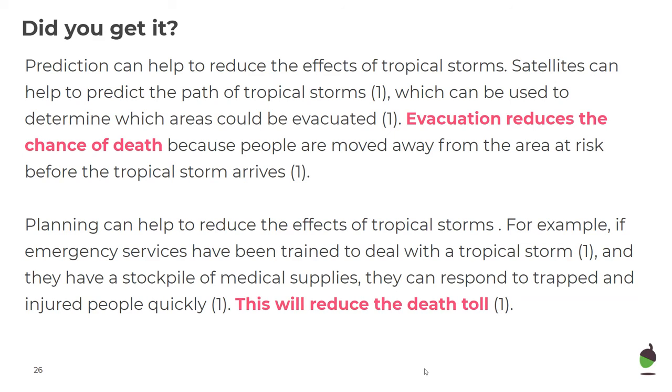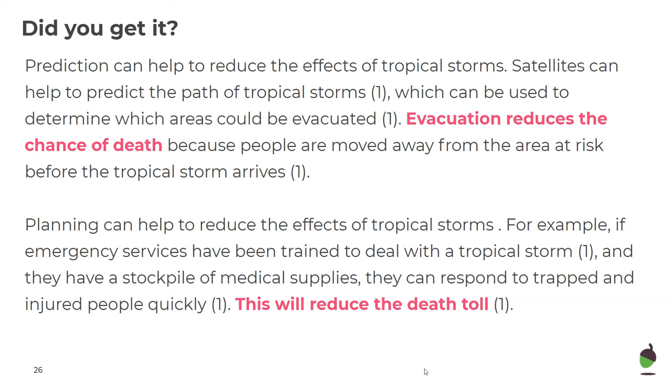So prediction can help to reduce the effects of tropical storms. Satellites can help to predict the path of tropical storms, 1 mark, which can be used to determine which areas could be evacuated, 1 mark. Evacuation reduces the chance of death because people are moved away from the area at risk before the tropical storm arrives, 1 mark. So I've clearly described the strategy and then I've been really clear in how it is that evacuation actually reduces the chance of death.